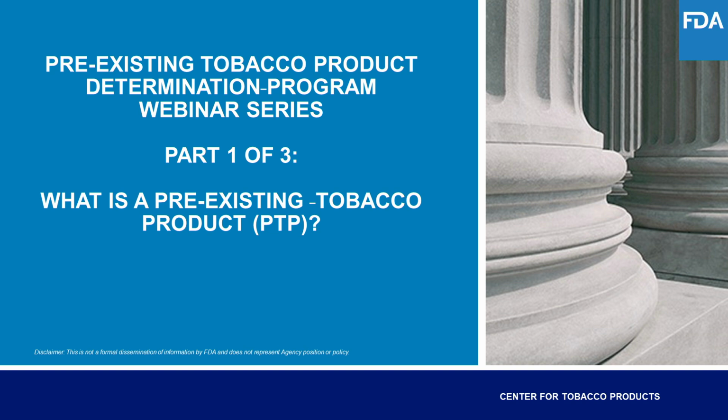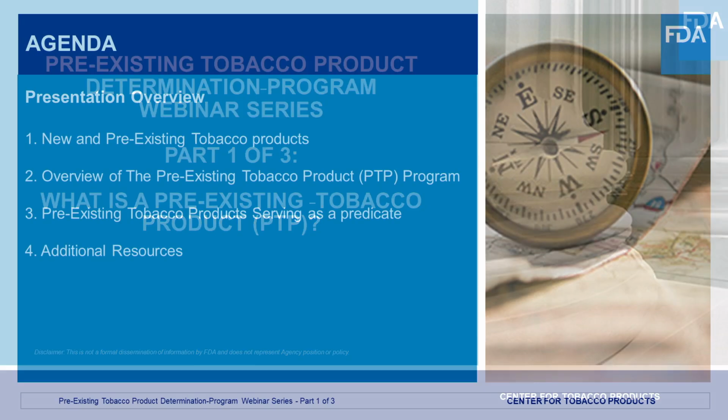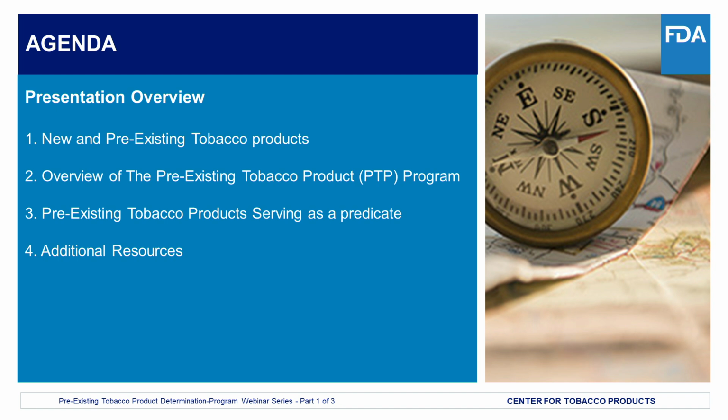Also, as a reminder, this presentation is not a formal dissemination of information by FDA and does not represent agency position or policy. In this presentation, CTP will briefly explain differences between a new and pre-existing tobacco product, describe what a pre-existing tobacco product is in greater detail and how it relates to a predicate product, and explain when a pre-existing product may serve as a predicate product.